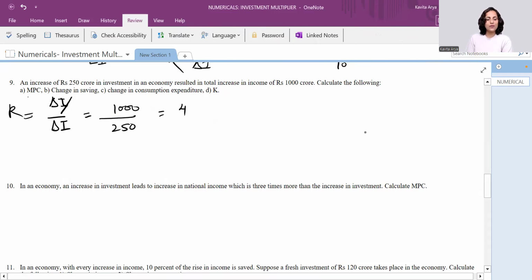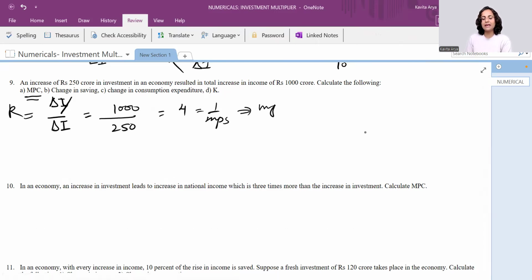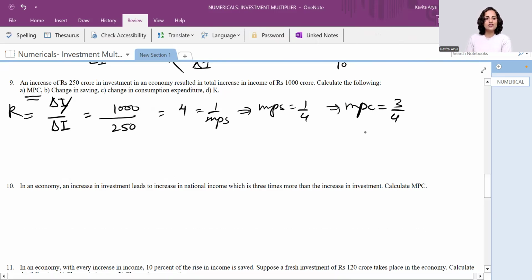So first is find MPC. If we have found K, then K is equal to 1 by MPS. So this implies MPS would be 1 by 4, and this implies MPC would be 3 by 4, because this is the first segment and the rest three segments would be MPC. Right.